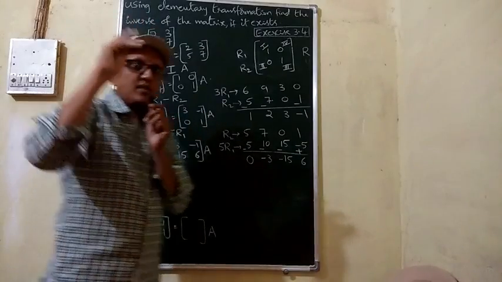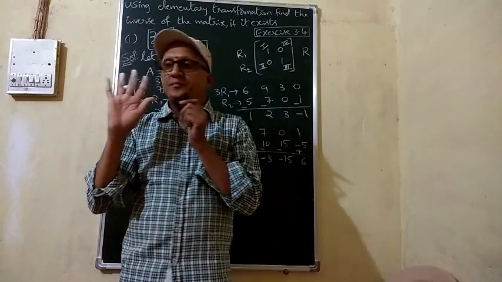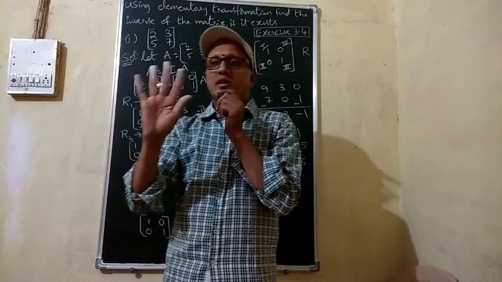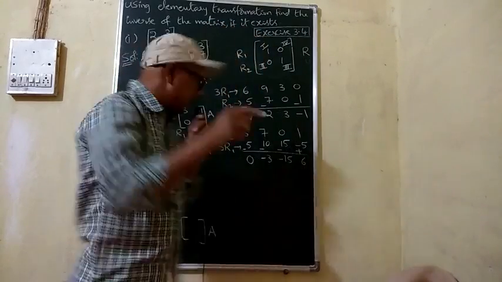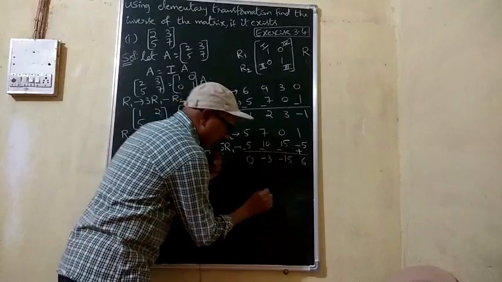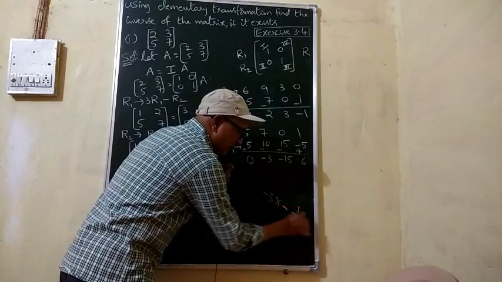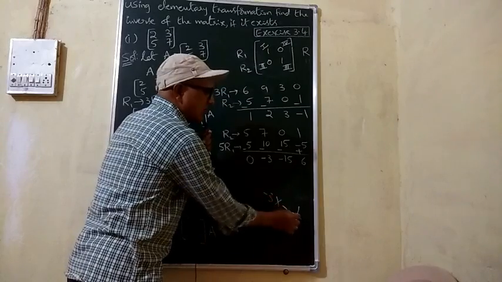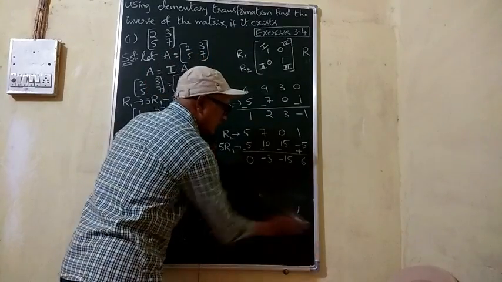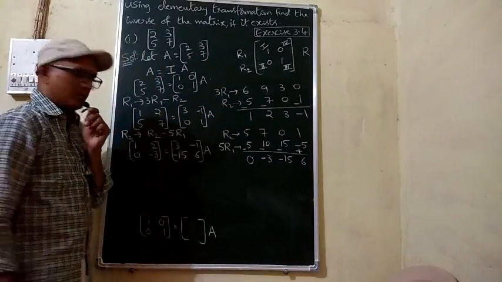In the beginning question, 5 was there. We multiplied with its reciprocal, 1 by 5. Here, minus 3 is there. Minus 3, reciprocal minus 1 by 3. 3 cancels, minus 1 into minus 1, plus 1. So we have to multiply with its reciprocal.